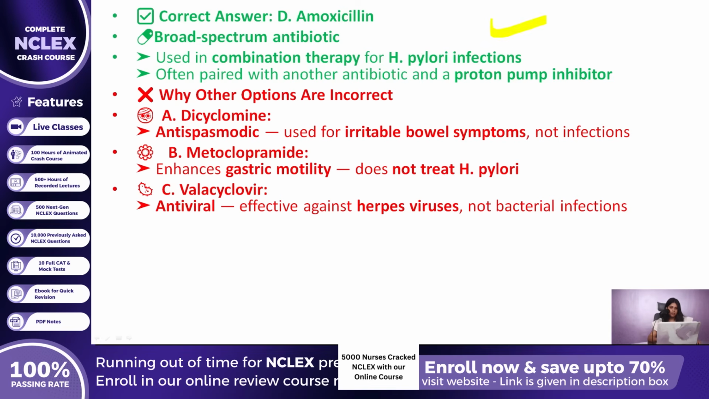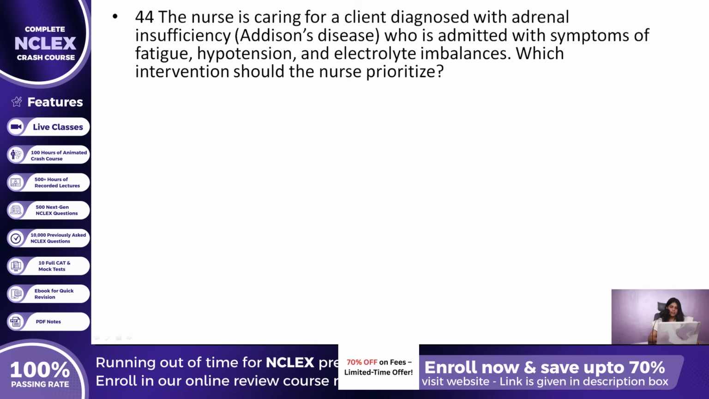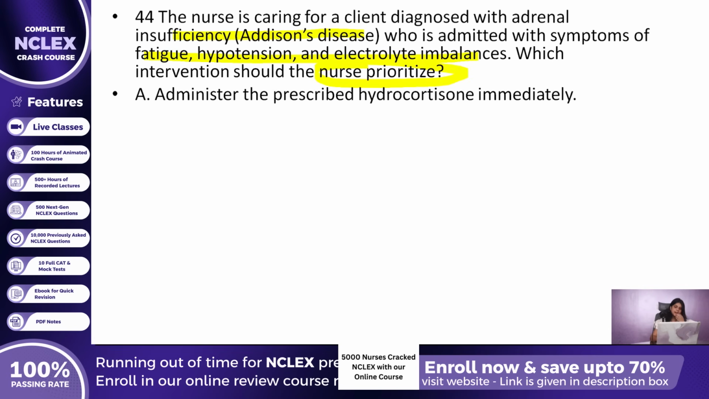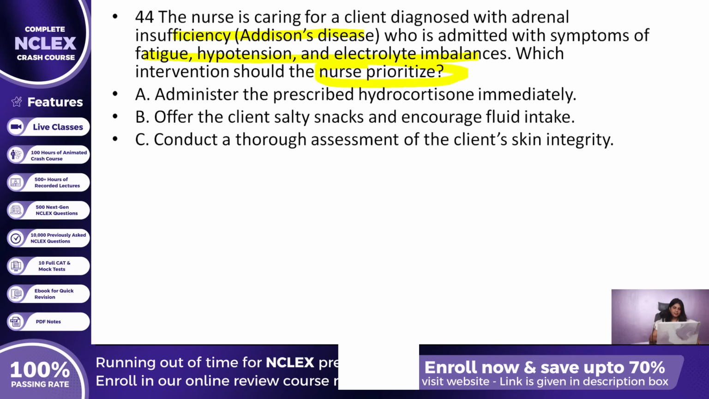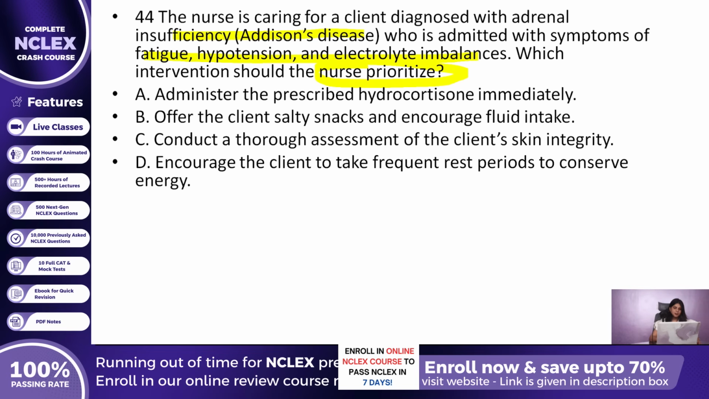Question 44. A client with adrenal insufficiency, also known as Addison's disease, is admitted with classic symptoms including fatigue, low blood pressure, and electrolyte imbalances. The nurse must decide which intervention to prioritize. The options are option A, administer the prescribed hydrocortisone immediately. Option B, offer the client salty snacks and encourage fluid intake. Option C, conduct a thorough assessment of the client's skin integrity. And option D, encourage the client to take frequent rest periods to conserve energy.